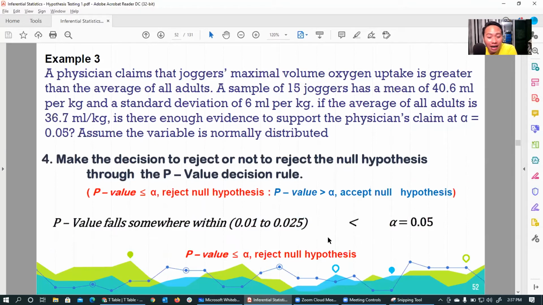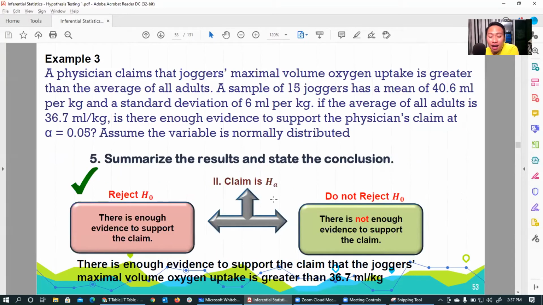If the p-value is greater than or equal to 0.05, then you have to accept the null hypothesis. In other cases, where the p-value is less, this means we're going to be rejecting the null hypothesis.